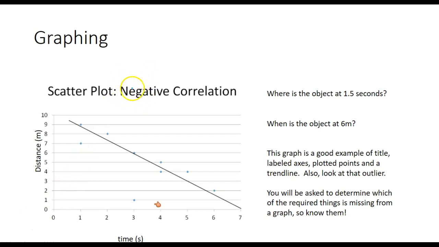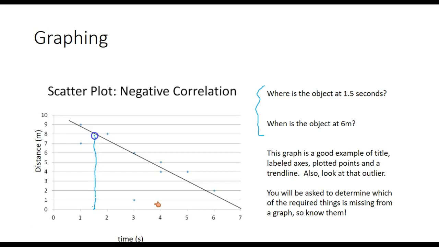This is a good example of a lot of things about a graph. I put it up there so that we could practice reading graphs. Where is the object at 1.5 seconds? This is a distance versus time graph at 1.5 seconds. That's right here. We go up.